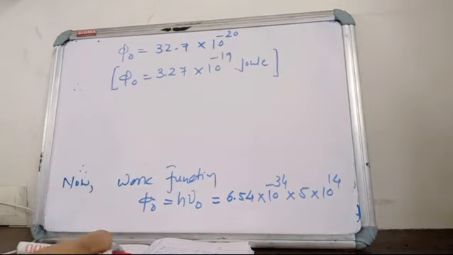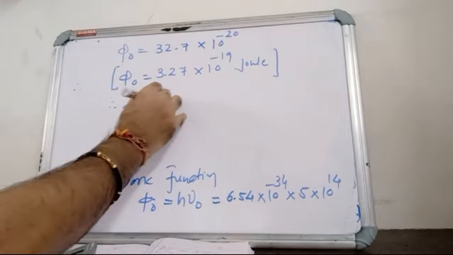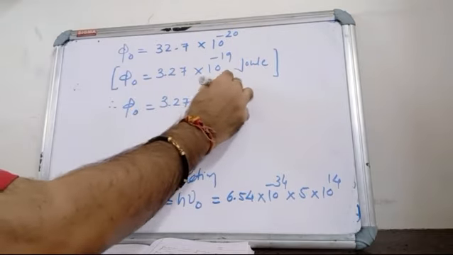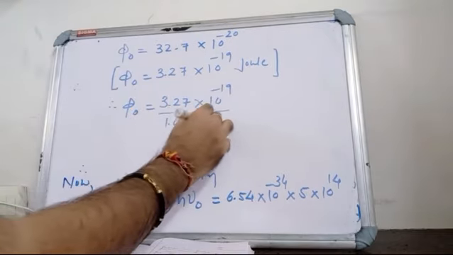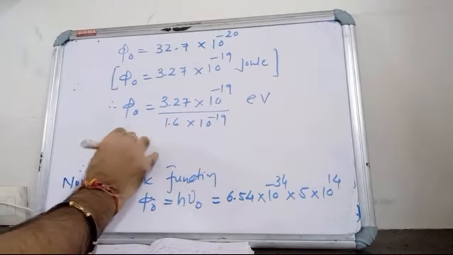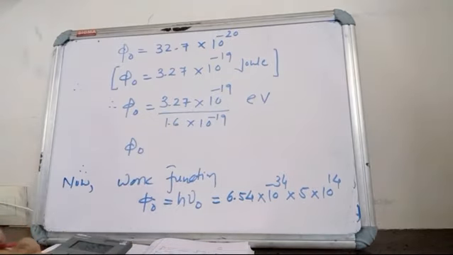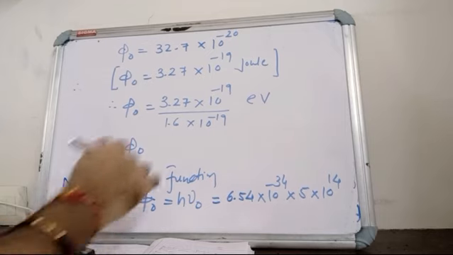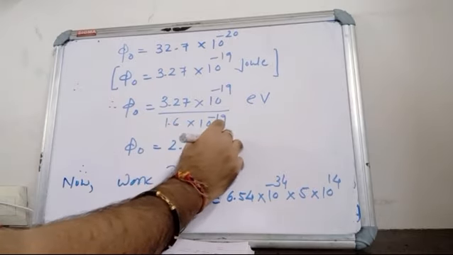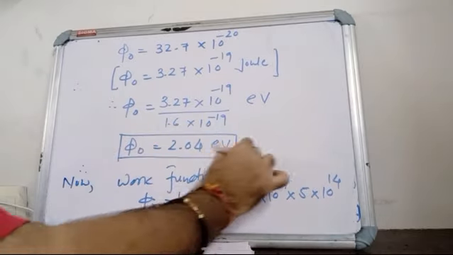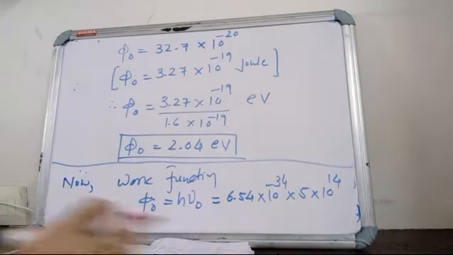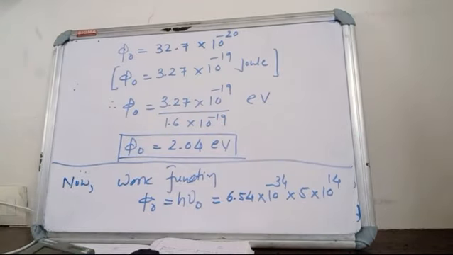If you want it from joule, divide by the relation, so it is 3.27 into 10 raised to minus 19 upon 1.6 into 10 raised to minus 19, then it is in eV. So phi 0 is equal to 3.27 divided by 1.6, which comes to 2.04, so it is 2.04 eV, right? Very good. So this is the work function. Write down up to this.